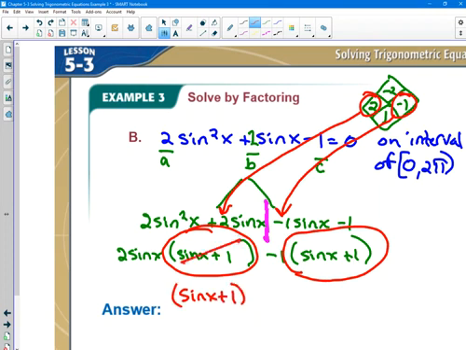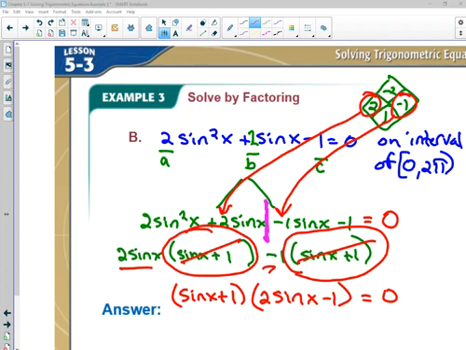Well, then I'm going to cross them out. And I'm going to look and see what is left. Well, I have 2 sine x, and I have a negative 1. So I'm going to write 2 sine x minus 1. All equals 0. Just like here, this also equals 0. Okay? So now those are the two factors that I have. So let's move to another screen so we can see them.